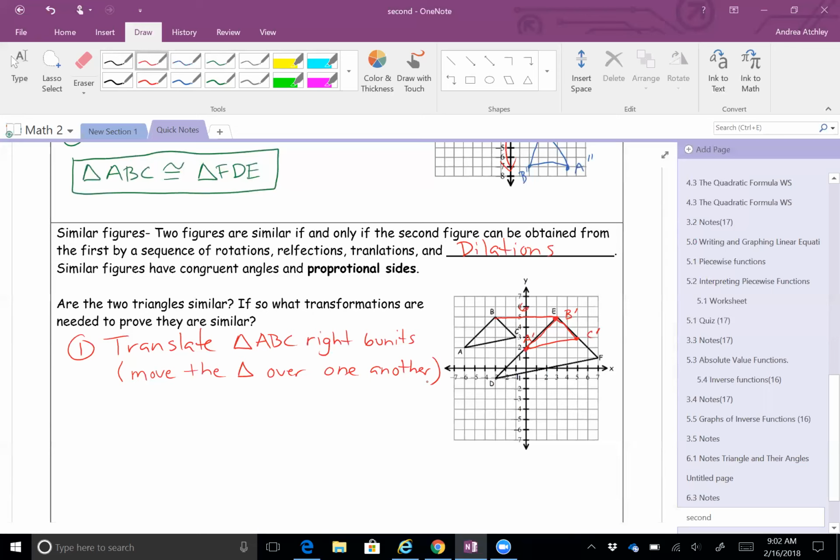Now, how much would I have to dilate triangle A prime, B prime, C prime to get triangle DEF? Twice as big, right? The second step: dilate triangle A prime, B prime, C prime by 2. So now from here to here, that's 1.